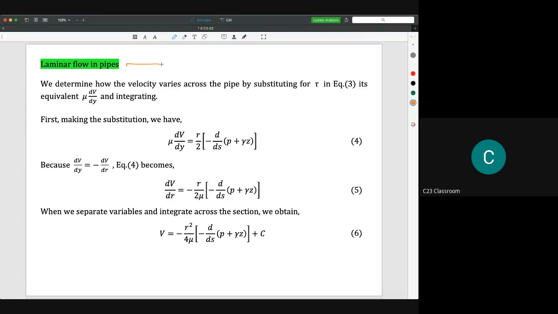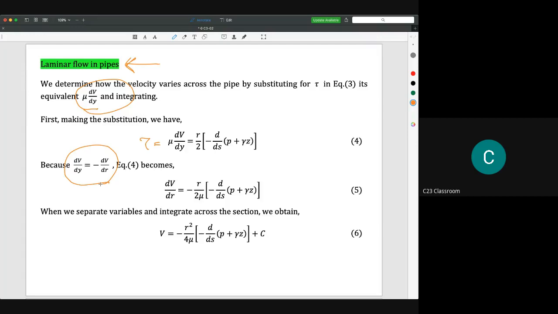So first, we determine how the velocity varies across the pipe by substituting tau in equation 3. It's equivalent to mu dv/dy, and we need to integrate this one. So the main idea is, we know that tau is equal to mu dv/dy, or tau equals mu du/dy. But the problem is we need to change from the Cartesian coordinates into the polar coordinates. So we use the idea that dv/dy is now equal to negative dv/dr.